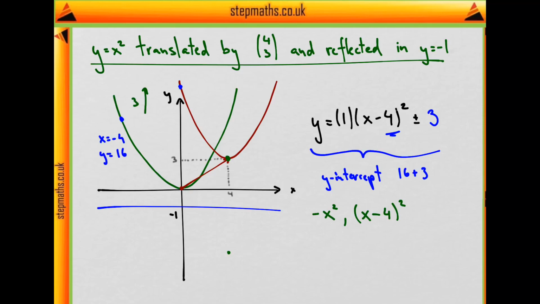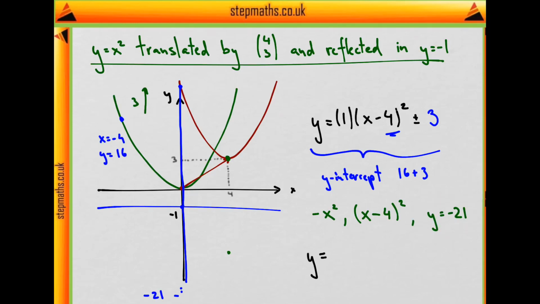But this time we're going to get a y-intercept which is the same distance from this point -1, but on the other side. So if this was 19, plus 1 is 20, then this will be somewhere down here at -21. That's our y-intercept here. So let's put that all together.